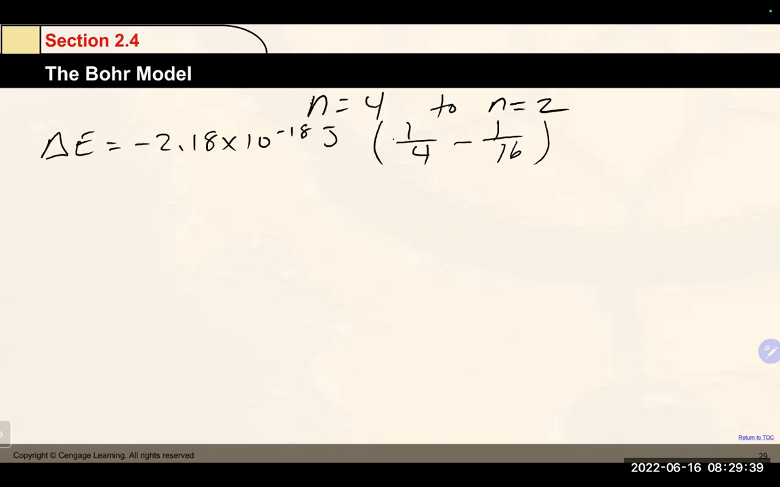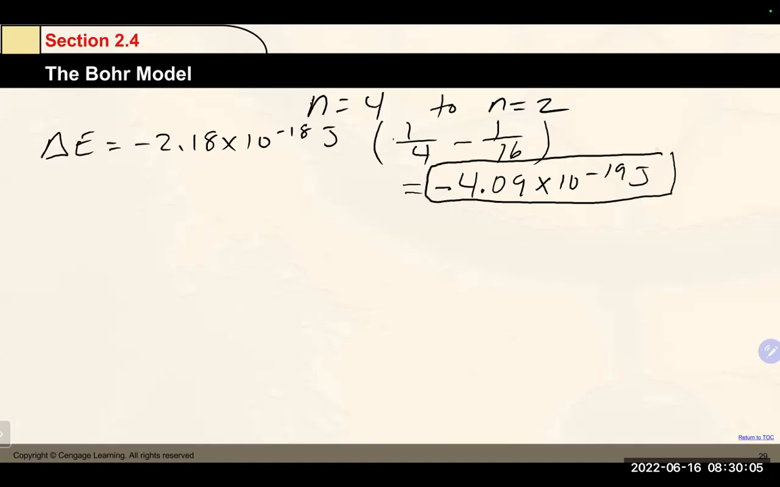And if we do that, I personally will do the stuff in the parentheses first. So 1 divided by 4 minus 1 divided by 16, then times 2.18 times 10 to the minus 18. And that will get us a negative 4.09 times 10 to the minus 19 joules. Once again, we get a negative value for the energy, which does make sense as we are transitioning down from the 4th energy level to the 2nd, lower in energy.